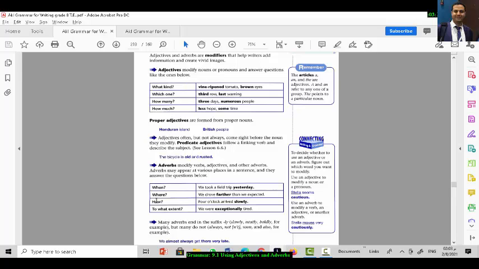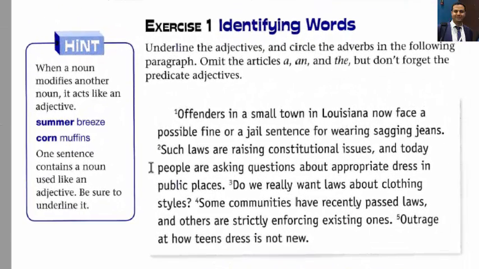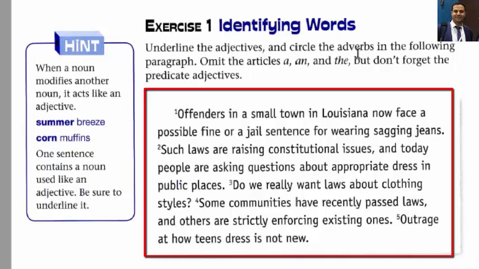Don't forget that we learned about proper adjectives and also predicate adjectives. Let's have an activity. Identify the words here. In this paragraph, you need to underline the adjectives and circle the adverbs in the following paragraph. Ignore the articles, but don't forget the predicate adjectives also. Let's take an example. Number one.